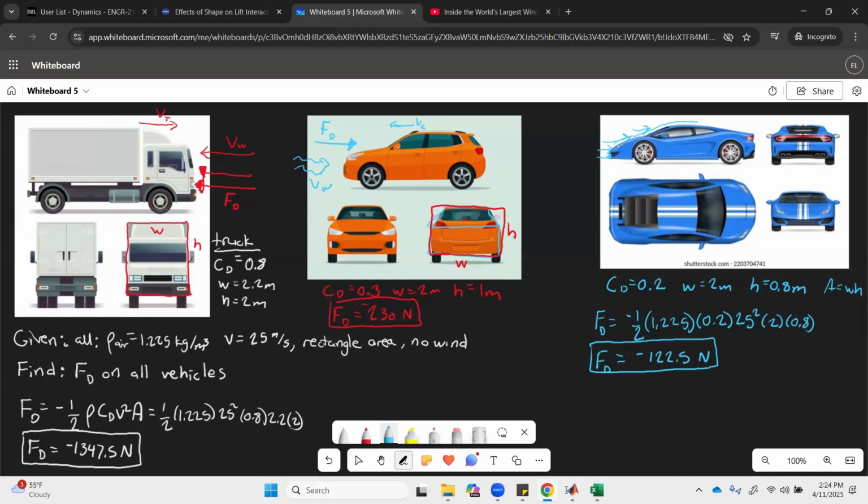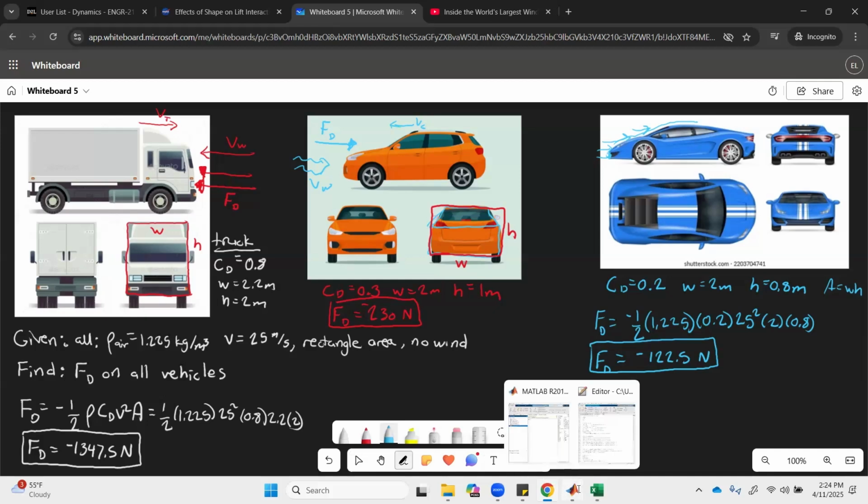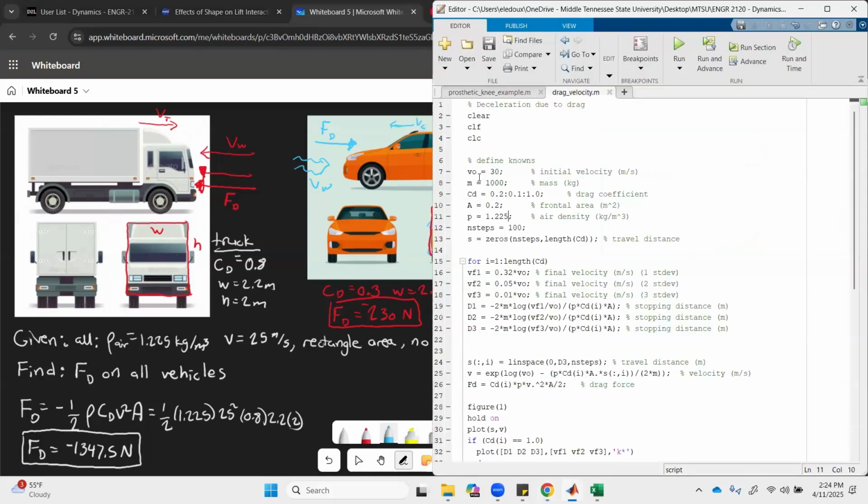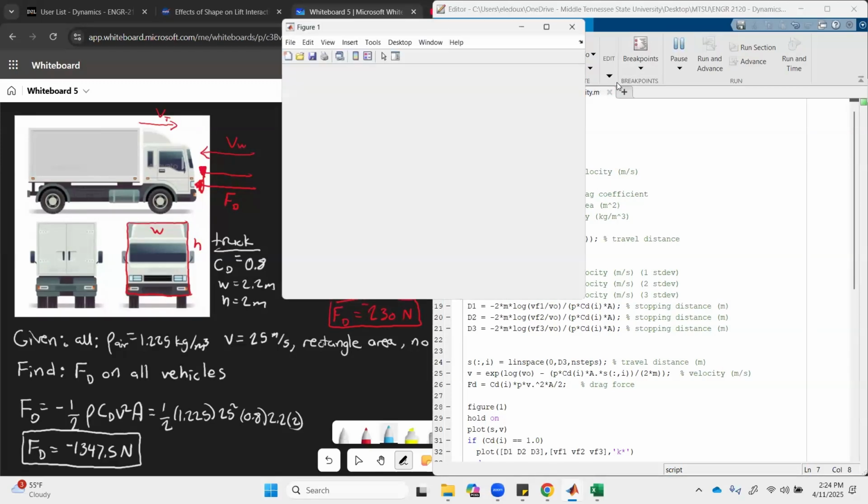If we look at a simulation of this, if we put in certain things, we can say our speed is 25 meters per second, looking at the drag coefficient going from 0.2 to 1.0, and the density of air is 1.225. This will just give us an approximation.